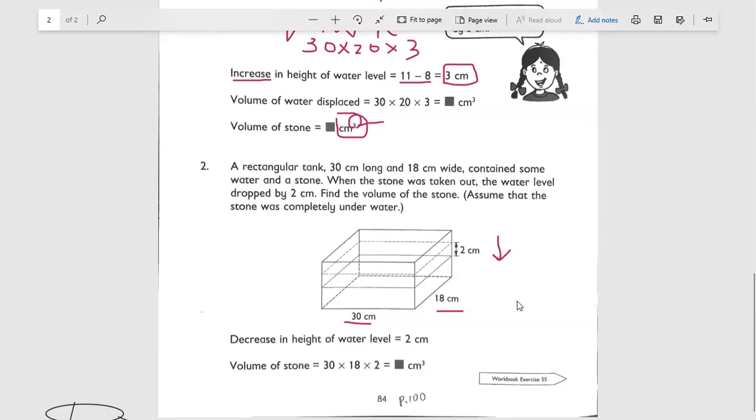Very good. All right, so this is the problem. They want us to figure out the volume of the stone, okay? So now let's take a look how we're gonna solve this problem. So in the question, it says the water level dropped 2 centimeter, okay? And we know how to figure out the volume is the length times width times height. So now this is the length, this is the width, and then we know the height because we take out the stone, the water level dropped. That means this is the difference between the water with stone and without stone. So we put 2 as our height difference right now.